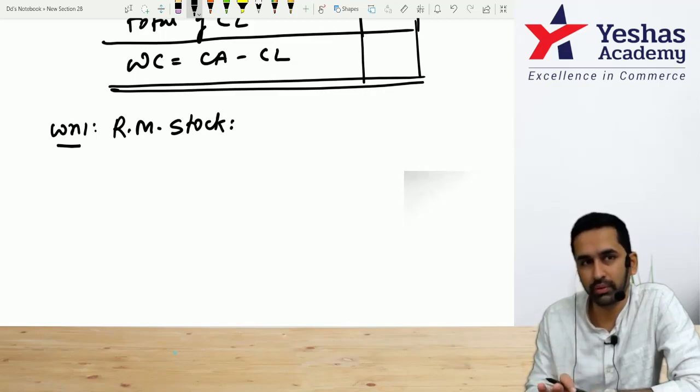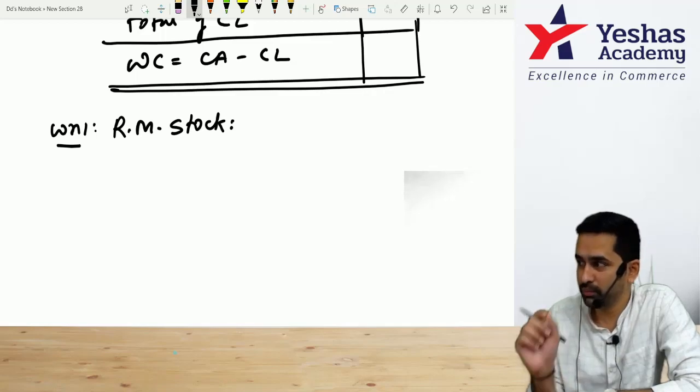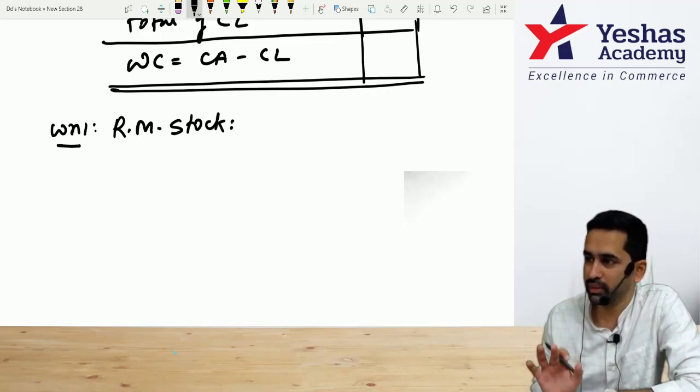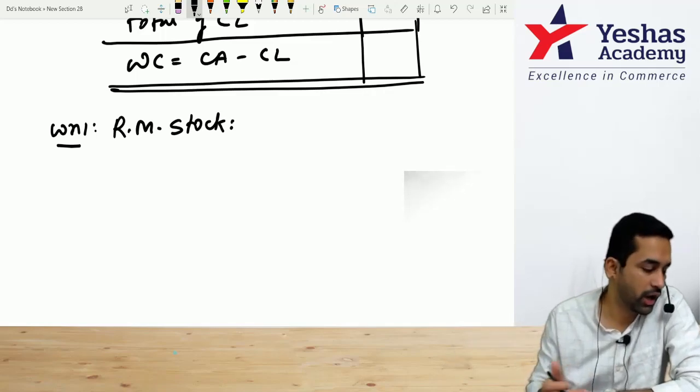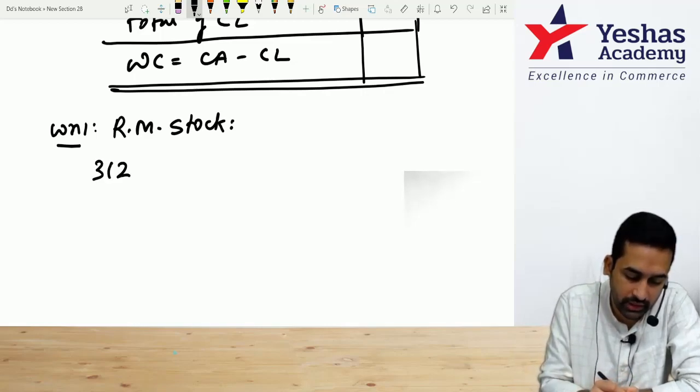Whenever they say WIP, what is the degree of completion for material? Always 100%. That means the moment you start WIP itself, you need material for this in Calci. How many units you have started and completed? 31,200. That into 40 rupee.